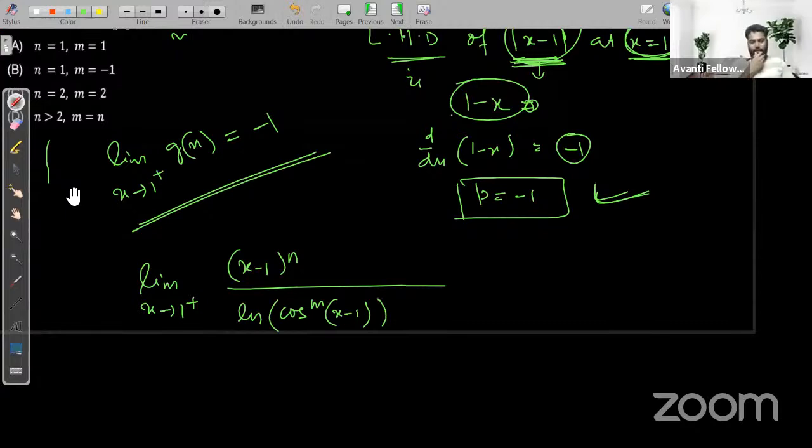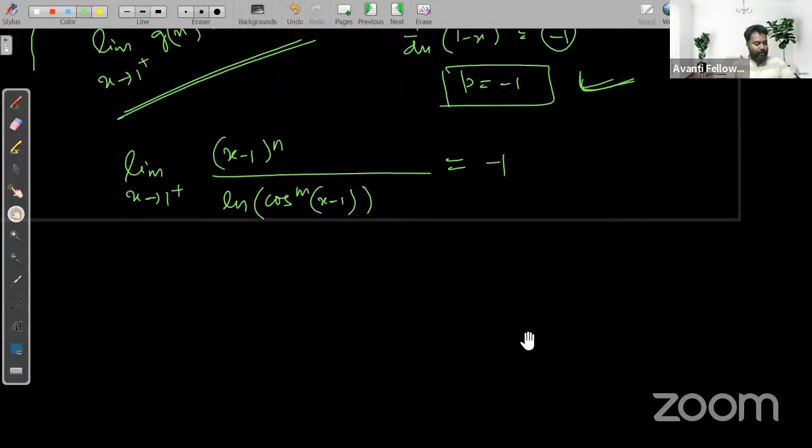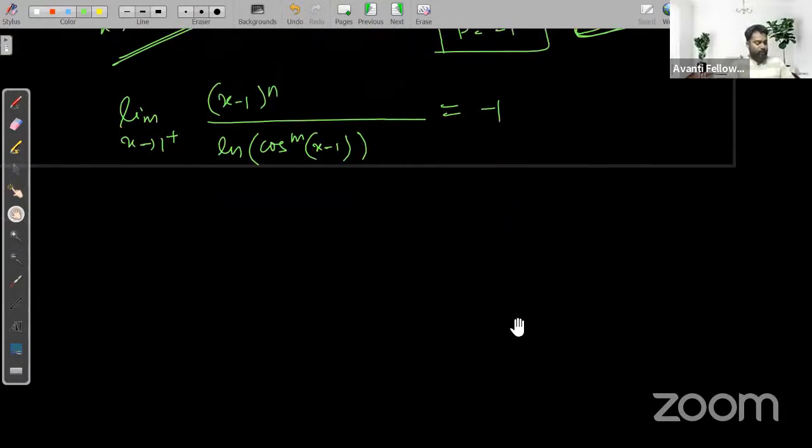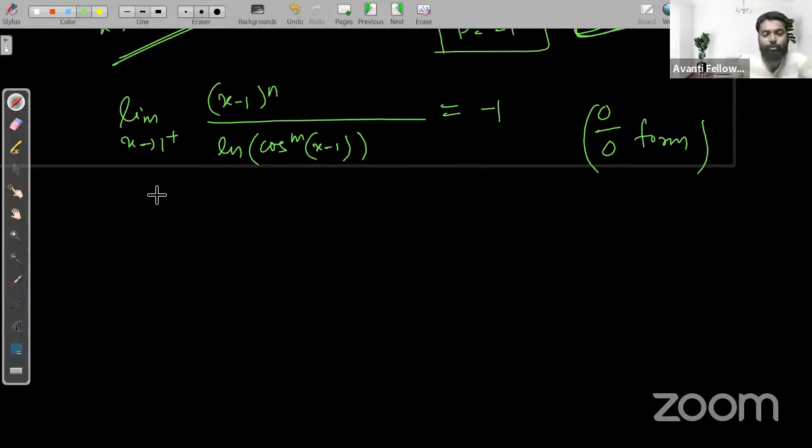Okay, chalo, fine, no problem. Can you use the L'Hopital rule here, guys? If we put the limit, 1 minus 1 will give you 0, and this will be cos of 0, which is 1, and ln of 1 is 0. So this is in the form of 0 by 0. So we can use the L'Hopital rule here. If we can use it, then use the L'Hopital rule, no problem.